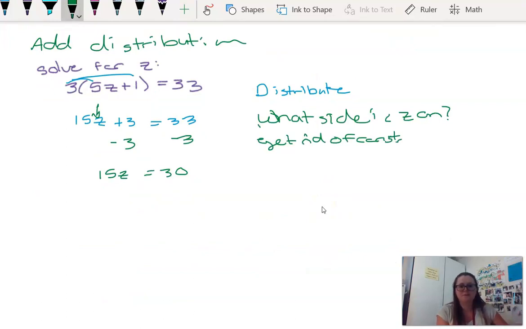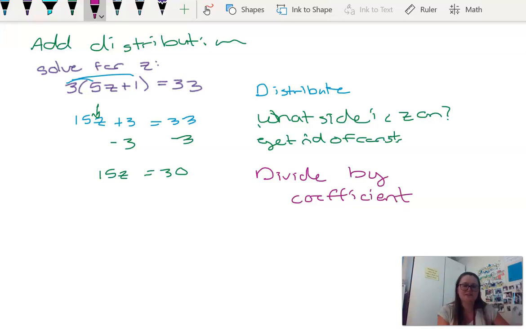And then really we're just going to have one more step here. This is just adding one step. So it goes from being a two-stepper to a three-stepper. And so now what we want to do is divide. We're going to divide by the number in front of the variable, and that's called a coefficient, right? Because you guys all did your vocabulary. So z equals 30 divided by 15, which is 2.